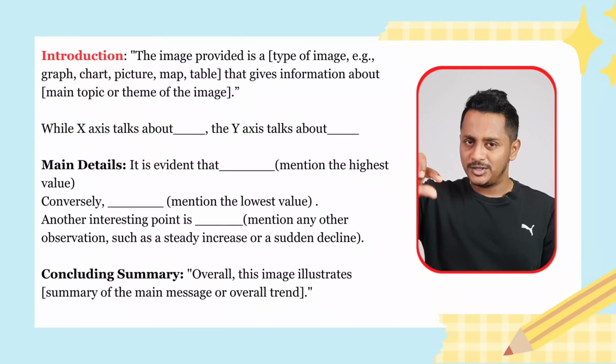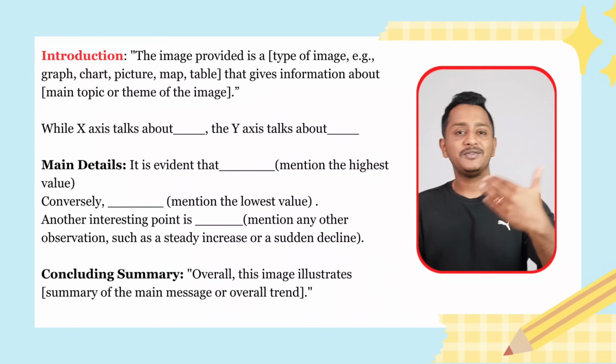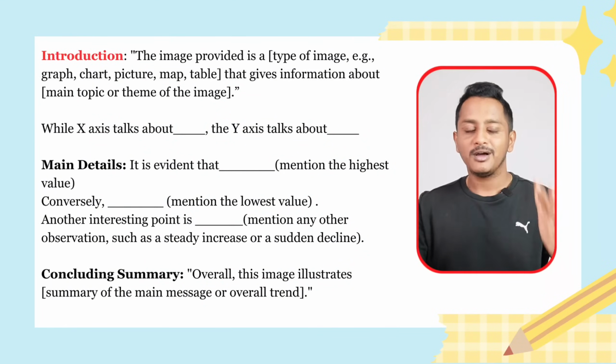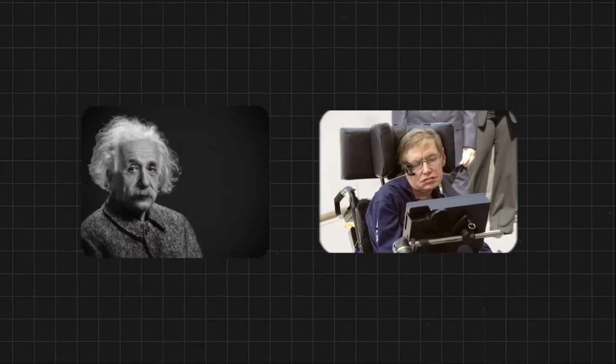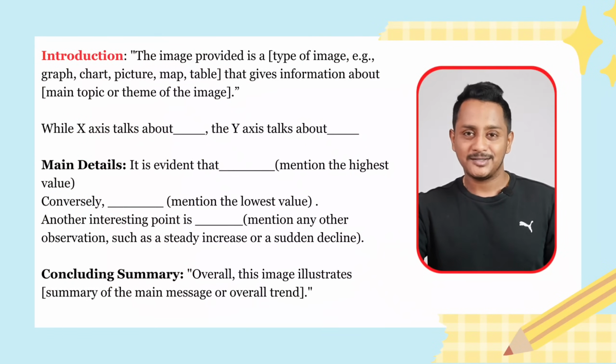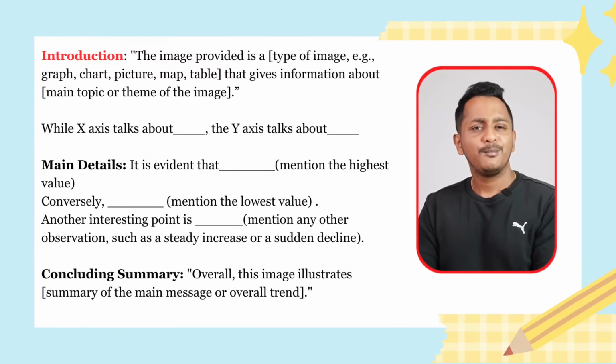The first is introduction. The image provided is, you would have seen an image, it's easy to speak, and then it says that gives information about. Now read the title, it's already there. You don't have to invoke your Albert Einstein's brain or Stephen Hawking's brain to speak the first line. While x-axis talks about, x-axis will be there. Y-axis talks about, y-axis will be there. Whatever you see, just put it across in words.